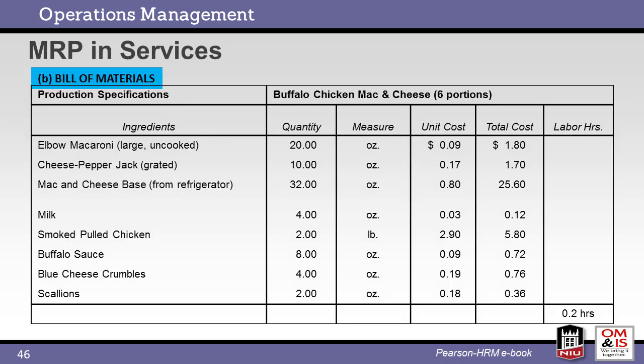Using that same meal structure, we can create a formal bill of material, listing the specific ingredients and their associated quantity, measure, cost, and included labor. Once we have an estimate of the independent demand for the buffalo chicken mac and cheese, we can use this structure for inventory management and cost estimating. Since we have a labor estimate as well, this data is the start of a capacity plan.